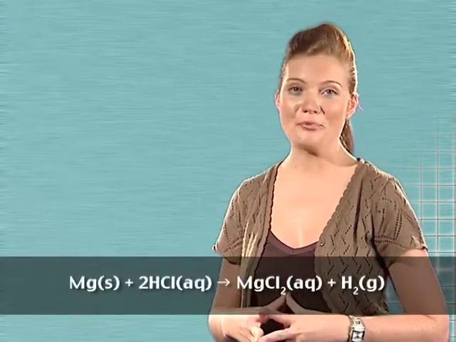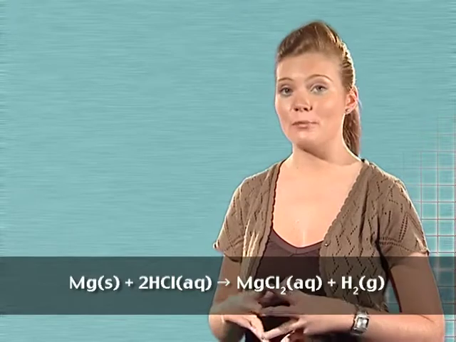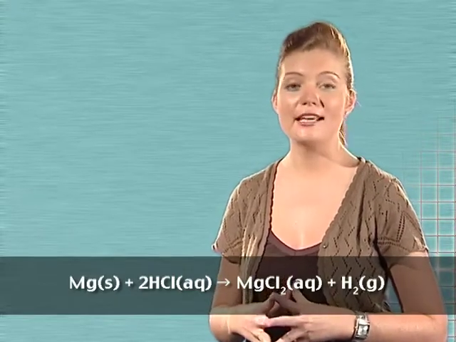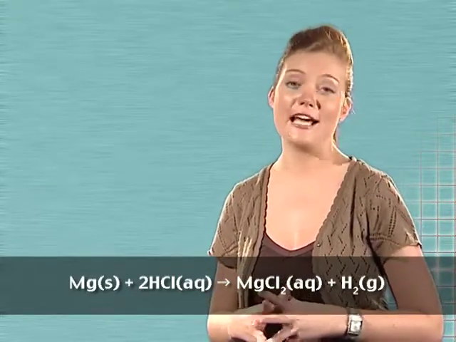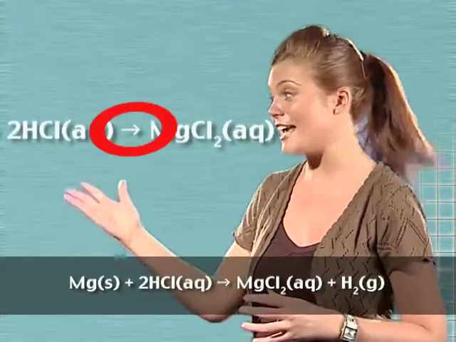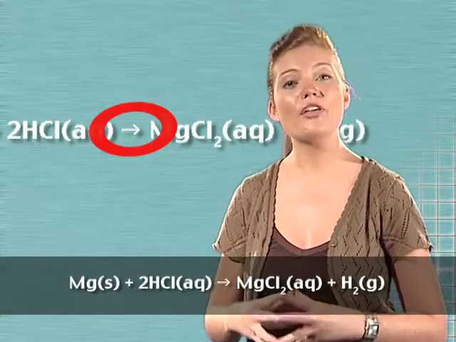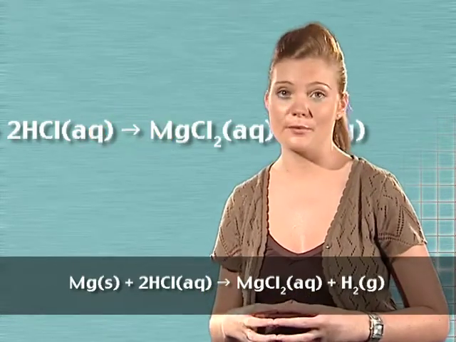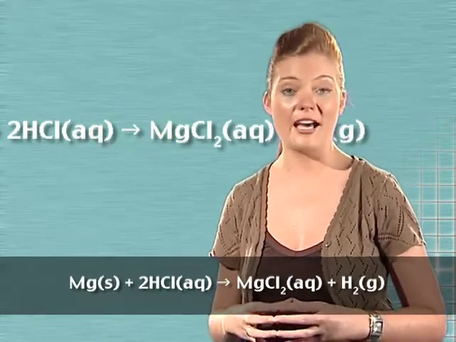When magnesium is added to dilute hydrochloric acid, magnesium chloride and hydrogen are formed. If hydrogen gas is bubbled through magnesium chloride solution, magnesium and hydrochloric acid are not formed. This is an irreversible reaction, as indicated by this sign. We know that most chemical changes are irreversible, but some chemical changes are reversible.